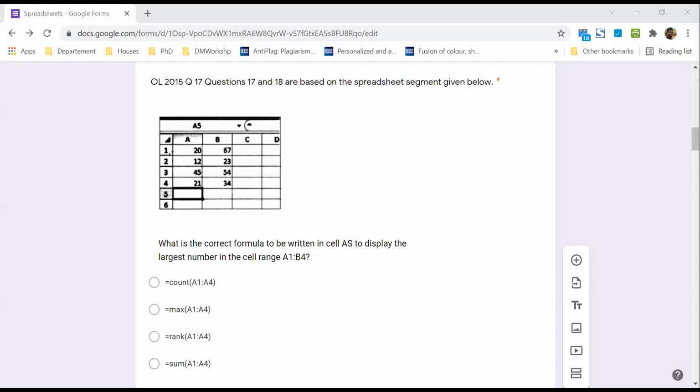Now remember, if you put count, what will happen? It will count the number of, yes, the number of cells with numerical values. So one is incorrect.